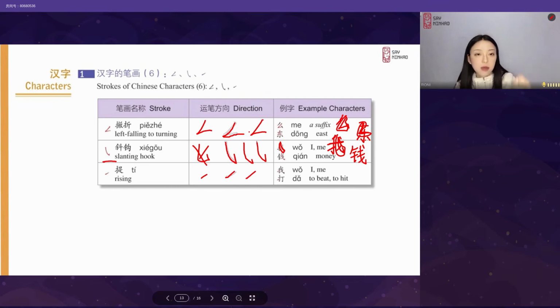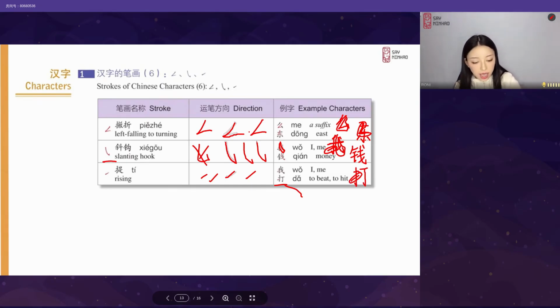Rising up. It looks a little bit like the mark of second tone, okay? Rising up. Let's see. So in 我 here, there is the 提. Next is 打, to beat, to hit. Let's see it. First a short horizontal, and then a vertical hook, and then a 提, rising. And then these things. This part is 提.